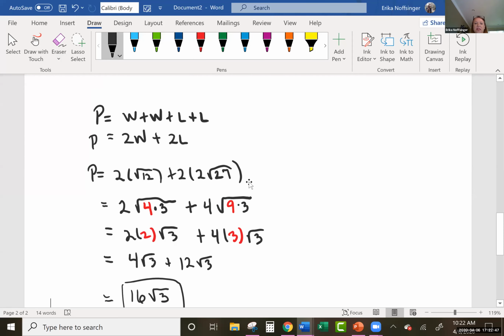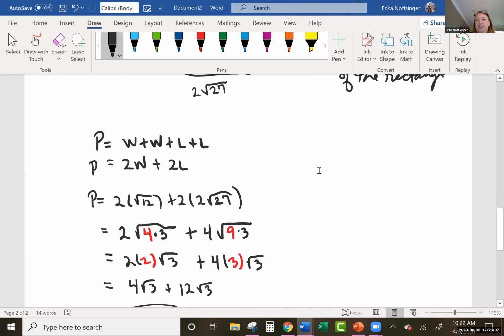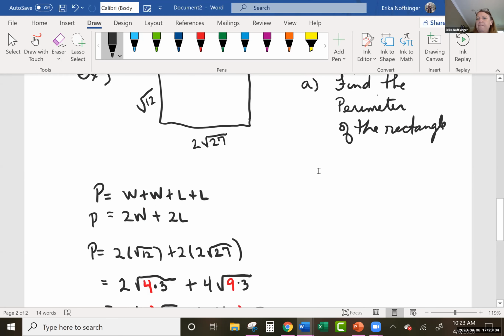Okay, so right there, that shows me that you know how to add and subtract terms with radicals and simplify. And then if it said B, find the area of the rectangle.